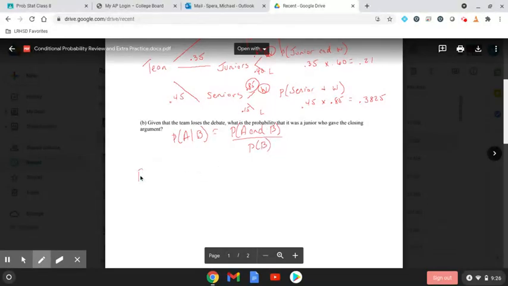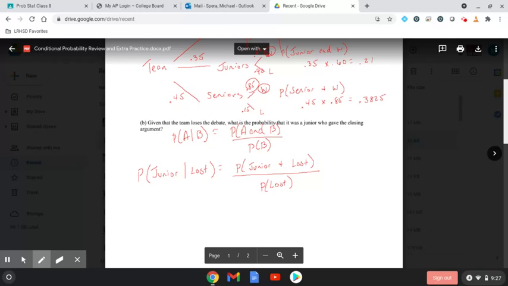So when it says the probability of the team, given that they lose the debate, what's the probability that it was a junior who gave the closing argument? So probability junior gave the closing argument, given the team lost the debate. So probability of junior and lost divided by the probability the team lost. All right, that's how we have to set it up. Now, this one's slightly different than the ones we've done in class, but I think we're smart enough here to kind of figure this out.